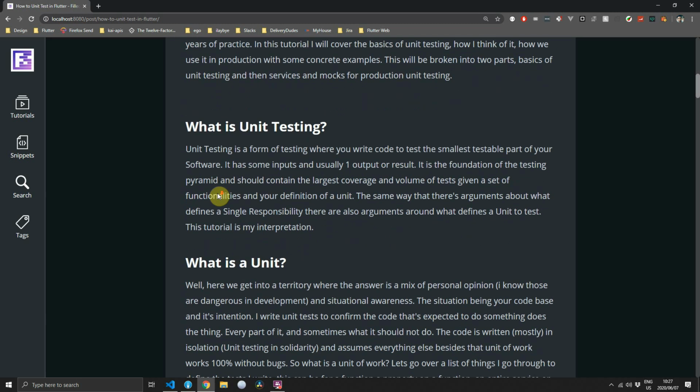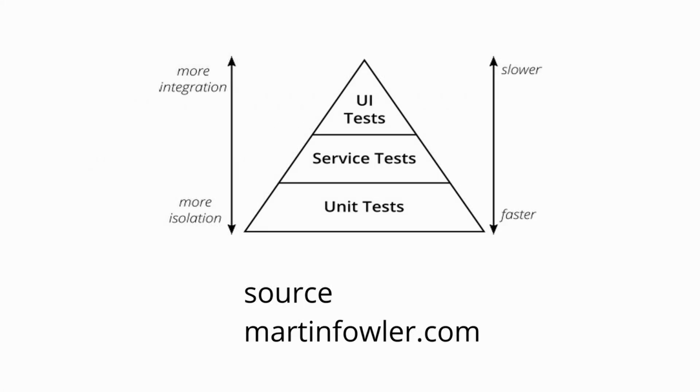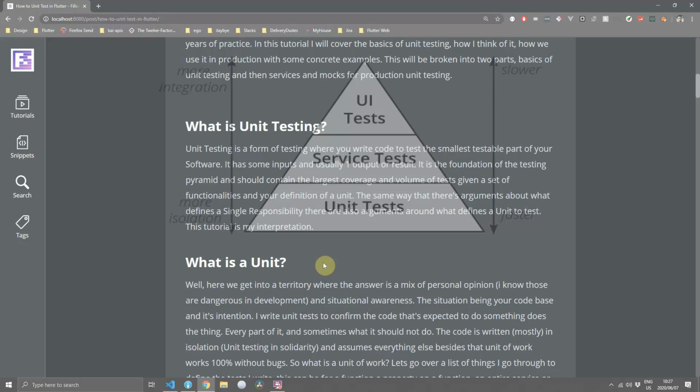Unit testing is a form of testing where you write code to test the smallest testable parts of your software. It has some inputs and usually one output or result. If you've ever seen the testing pyramid, this is at the complete bottom, which means it has the largest coverage and the highest volume of tests given the functionalities of your software and your definition of a unit.